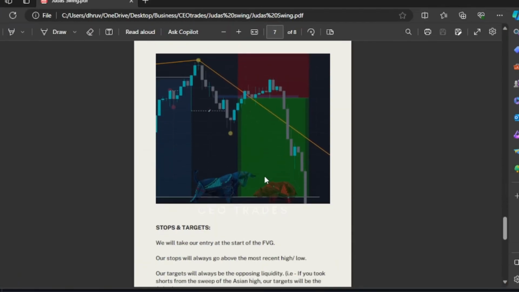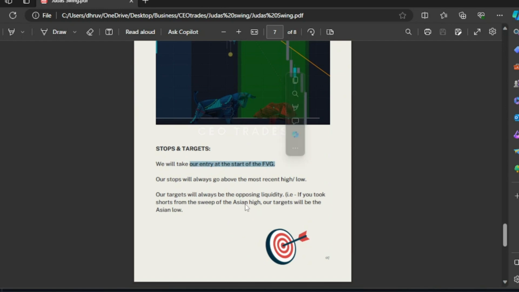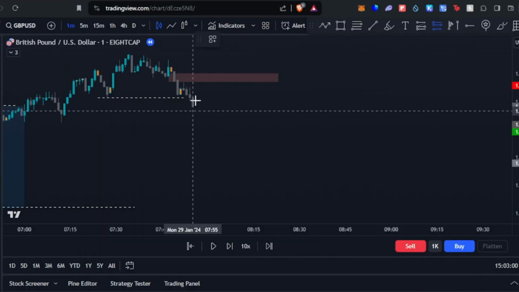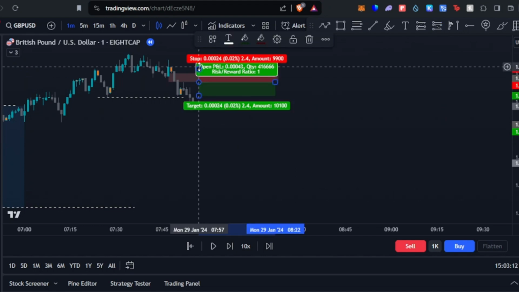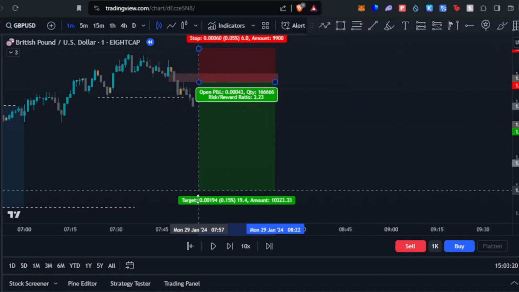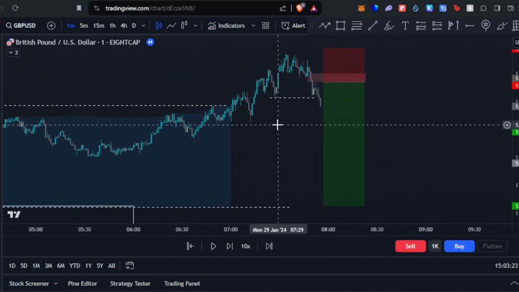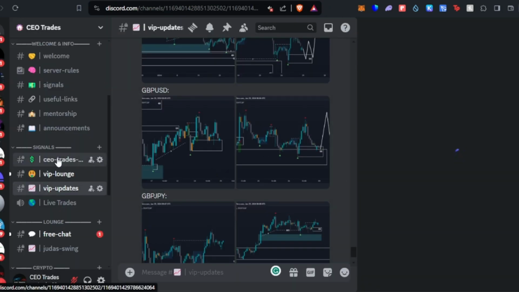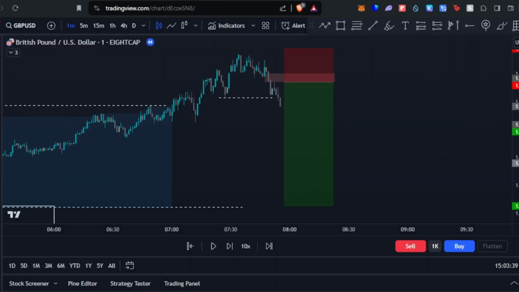So once we've identified our fair value gap, we simply put our entry at the beginning. Our stops go above the most local high or low, and we always target the opposing liquidity. So if we took shorts from the sweep of the Asia high, we target the Asia lows. So now that we've identified all of this, we simply take our short position tool and put it at the entry of the fair value gap with our stops just above the high, and we always target the opposing liquidity. So this is how the trade was marked up in my instance, and this is what was also sent into the Discord this morning.